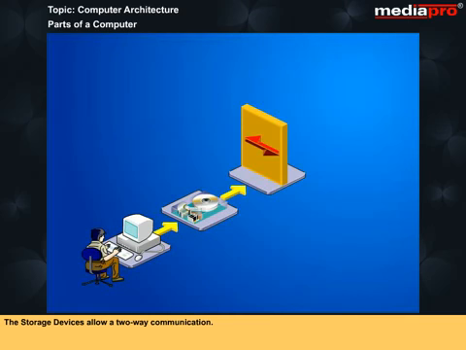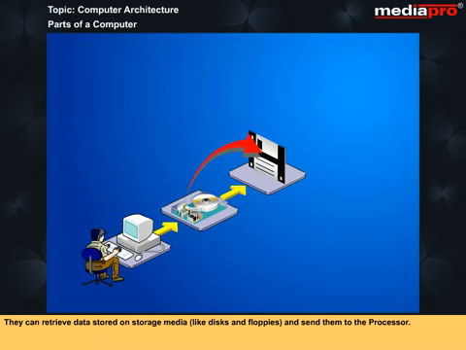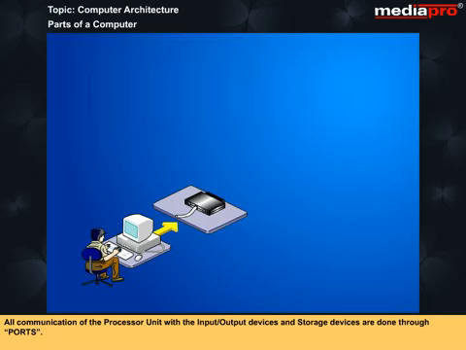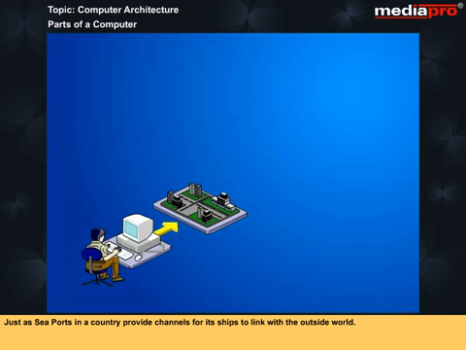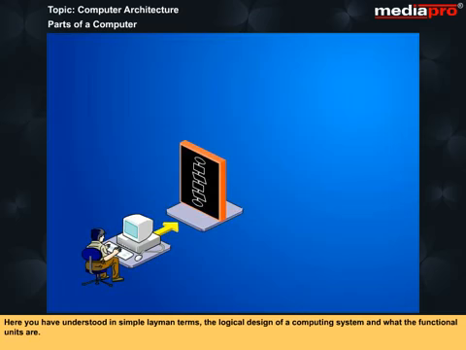The storage devices allow a two-way communication. They can retrieve data stored on storage media like disks and floppies and send them to the processor. Likewise, they can also receive data from the processor and store it onto the storage media. All communication of the processor unit with the input-output devices and storage devices are done through ports. Just as seaports in a country provide channels for its ships to link with the outside world, here you have understood in simple layman terms the logical design of a computing system and what the functional units are.